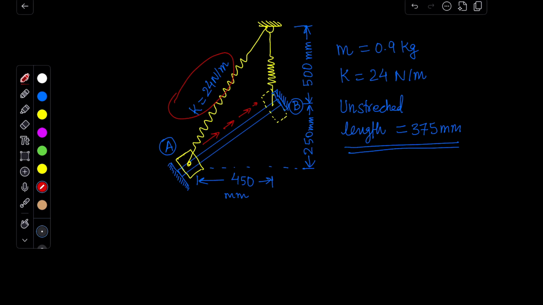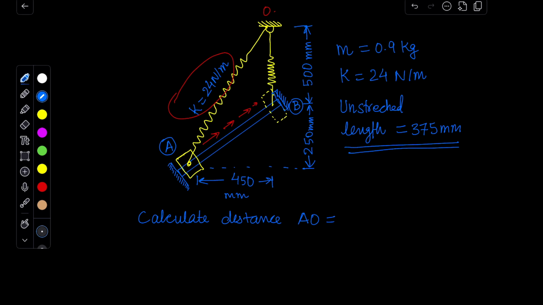In this problem, there is a collar which is connected with a stretched spring and which is sliding over the rod. You can see that the initial position is at A, and with the help of this spring, it will move to the position B. So here the mass of this object is 0.9 kilogram and the spring stiffness is given.